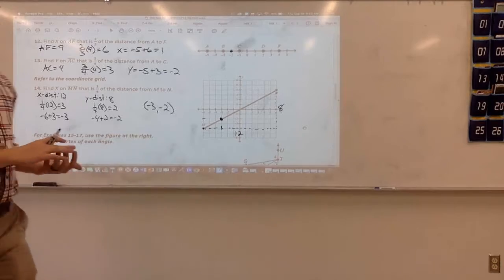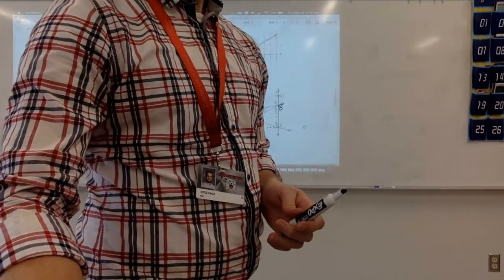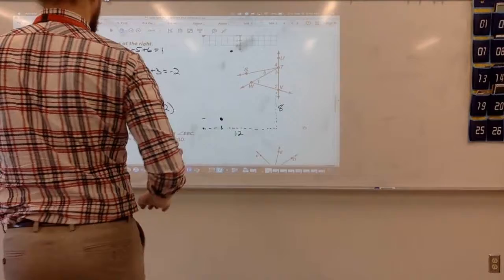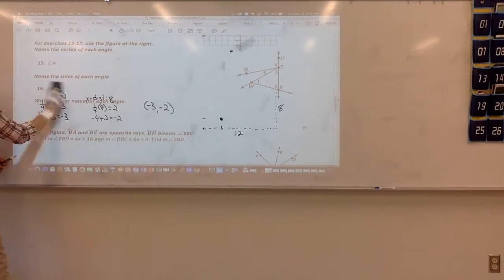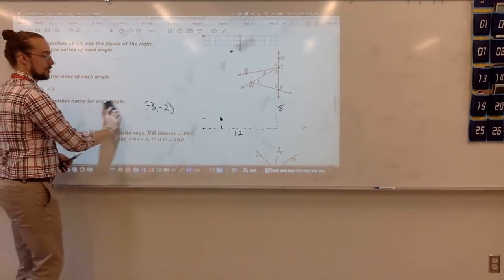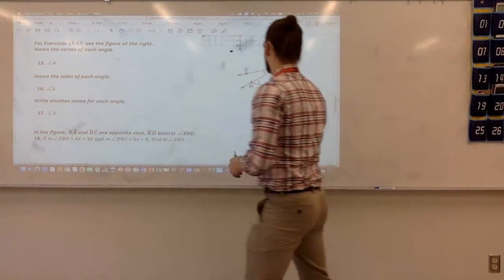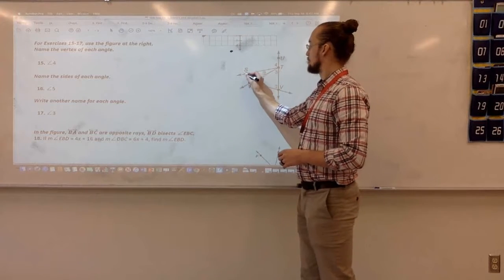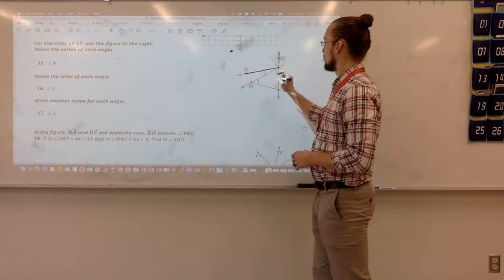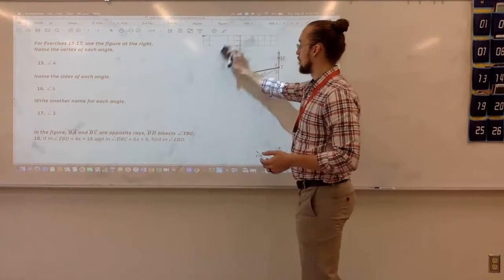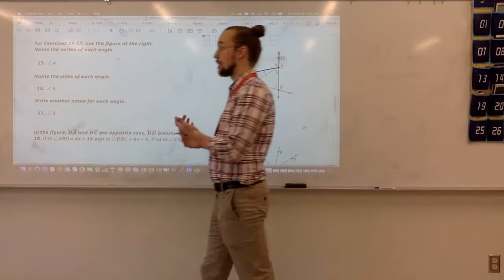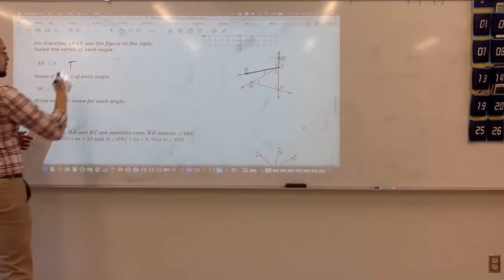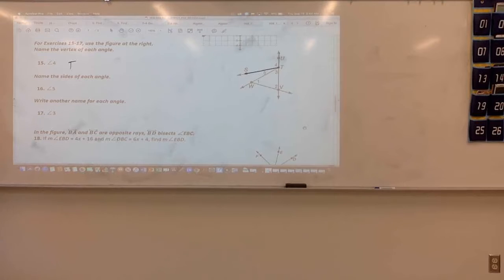So the next couple were just about naming things in a figure, dealing with angles. So the first one, we want to name the vertex of angle 4. So angle 4 is this angle right here. Whenever I have a number inside of an angle, it's right next to the vertex, so it's naming this angle here. So the vertex is just point T. I'm not naming the whole angle. In this case, I'm just naming the vertex.